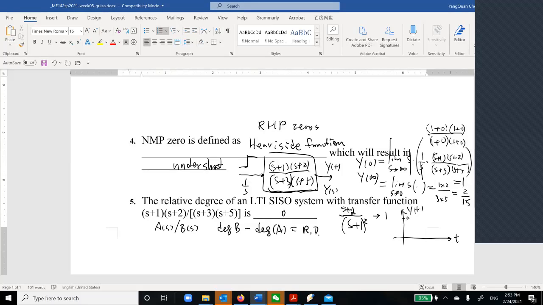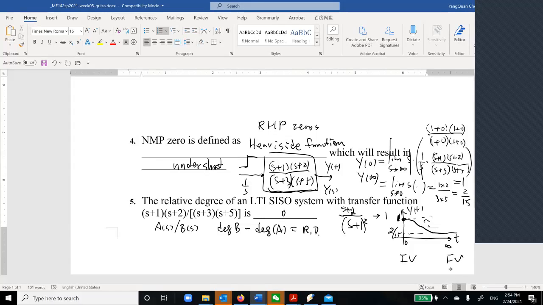So you start from here, this is 1, and you end up with something very small here. So it's something like this, okay? Initially you are here, this is 0. At infinity, you'll get 2 divided by 15. But what's inside here? This is actually called the transient. And y(infinity) and y(0): one is called the initial value, another one is called the final value.